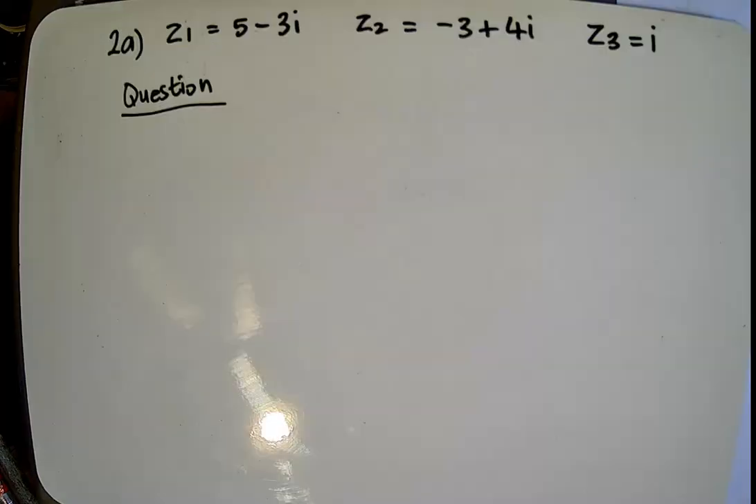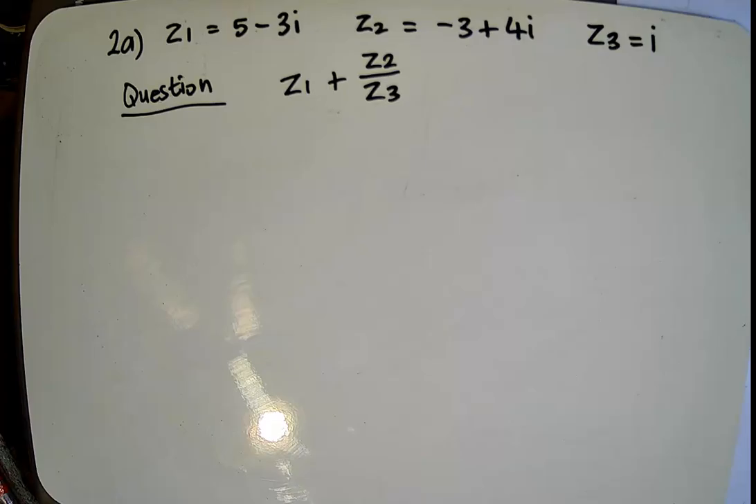2a. So in this example, the question reads 2a, z1, z2 and z3 is what is given, and the question says z1 plus z2 divided by z3. So the first step is to do the division first. That's the trick. You have to use BODMAS. So you cannot add z1 plus z2. You have to take z1 and add it to z2 divided by z3 because division comes first. So that's your first step.